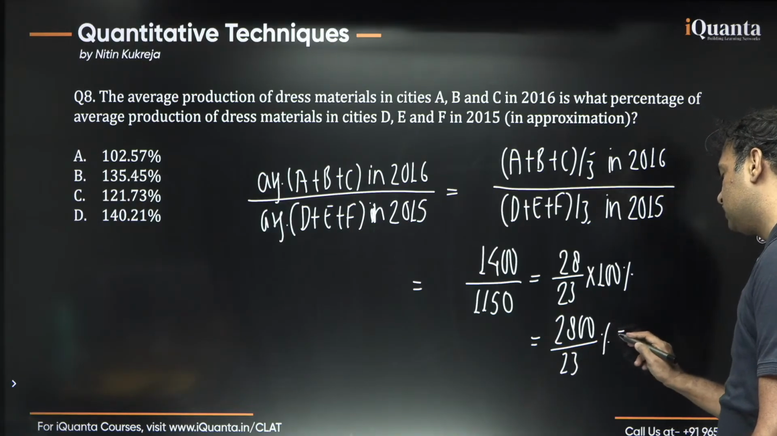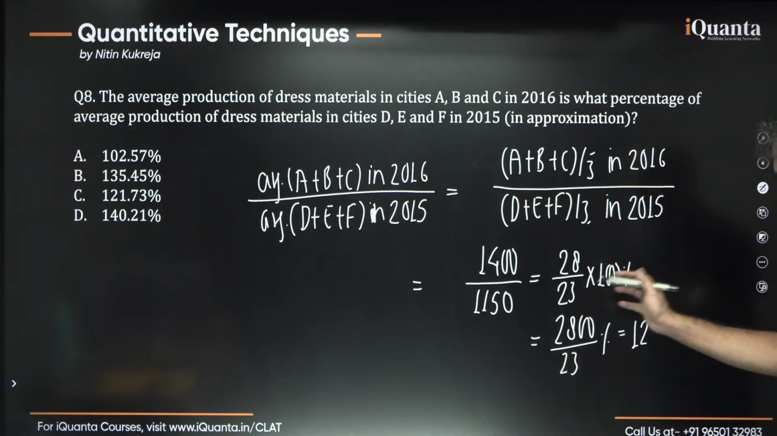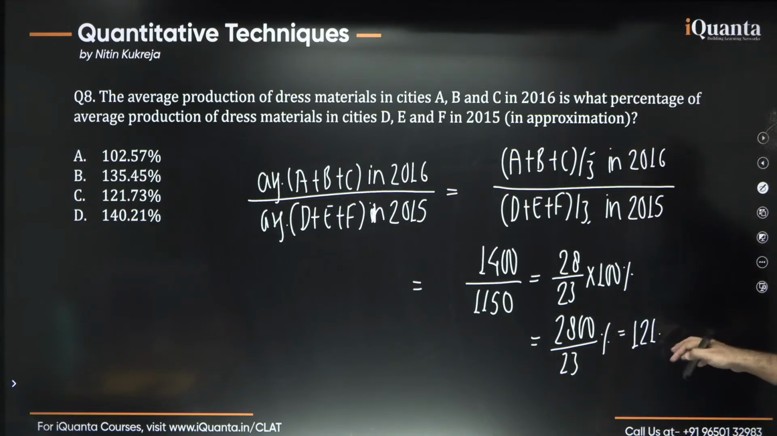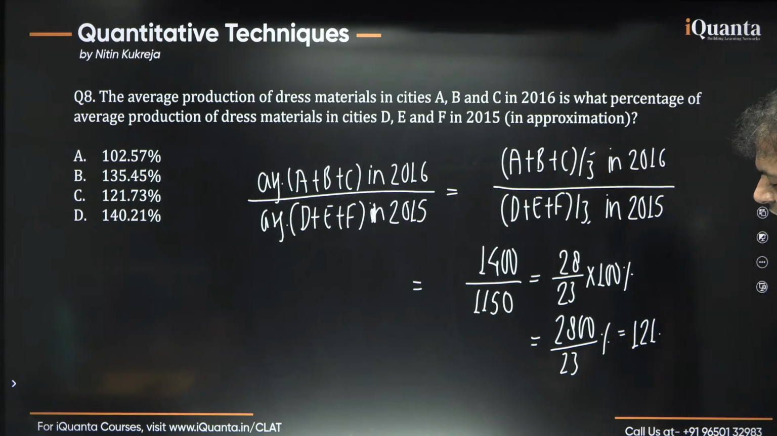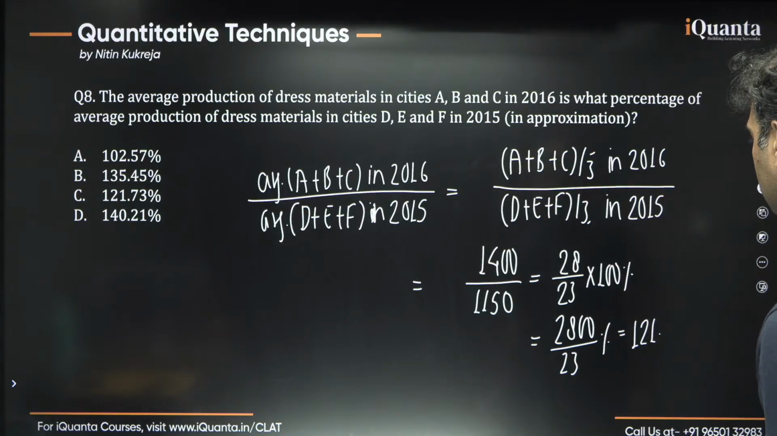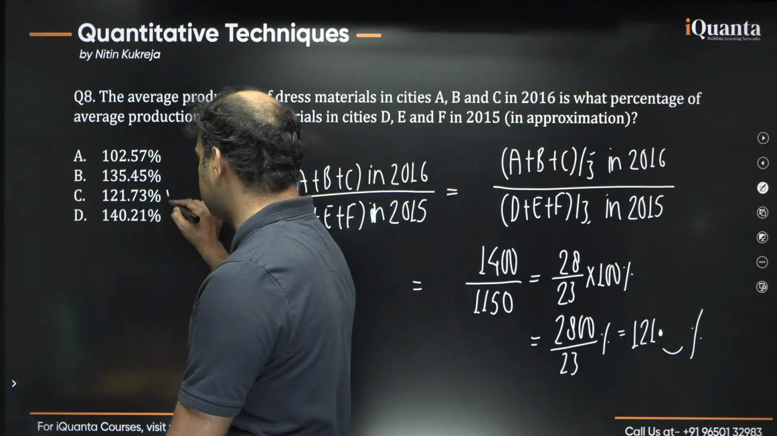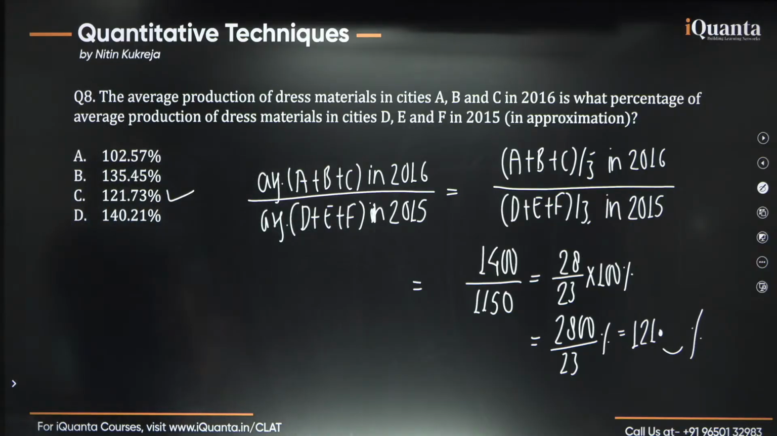Let's see what we get. So start dividing. First there is 1, then 50. 23 into 2 is 46, which is less than 50. Then the remainder is 4, and then 40. Again there is 1. Now there will be remainder 17. Now there is a decimal, and 17 will be 170. So 23 how many times is close to 170? Or you can do one more thing. Why do we even calculate? We just know that it's 121 point something. So the best option has to be option number C over here.